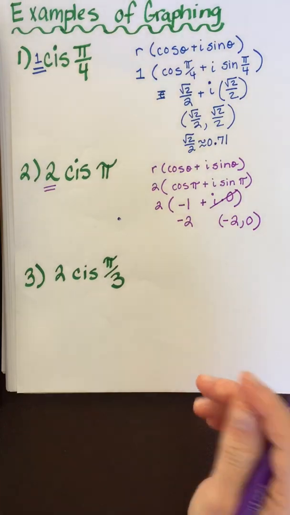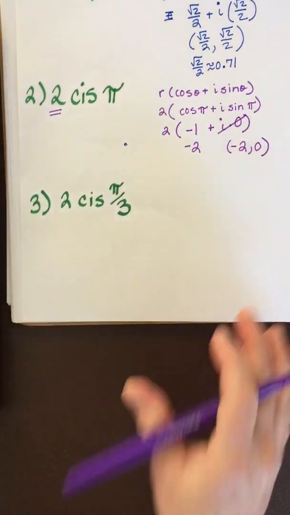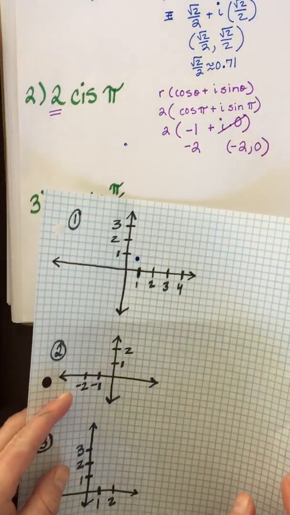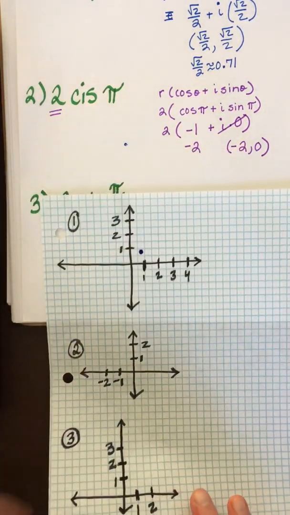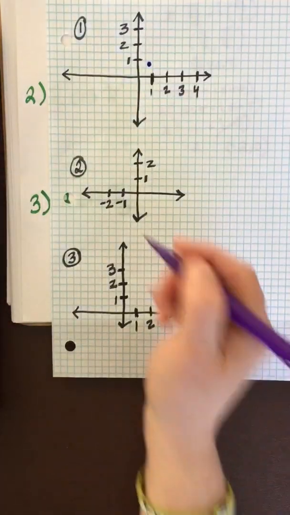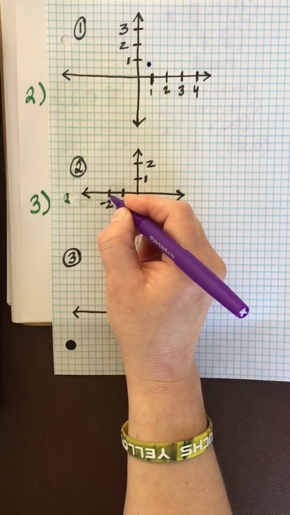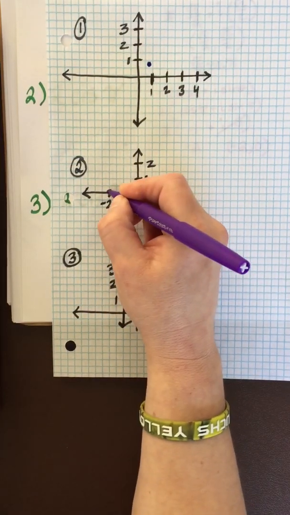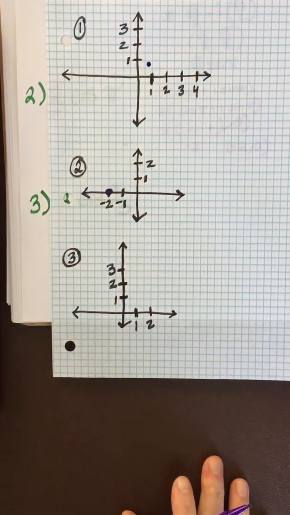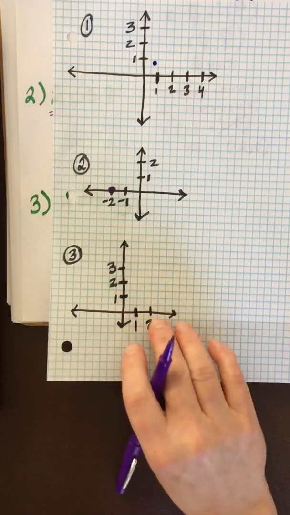So I'm going to get my graph paper again. All right, so -2, 0. I would go 2 to the left, and I wouldn't go up any. So place my point, and that's it. All right, let's do one more of these.